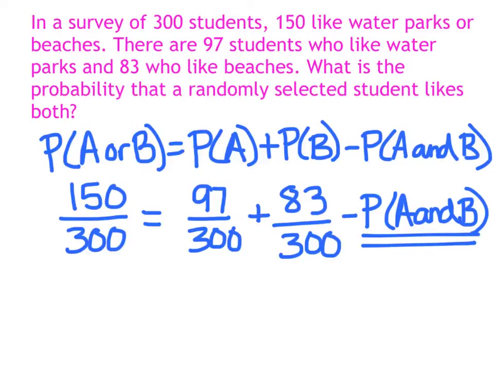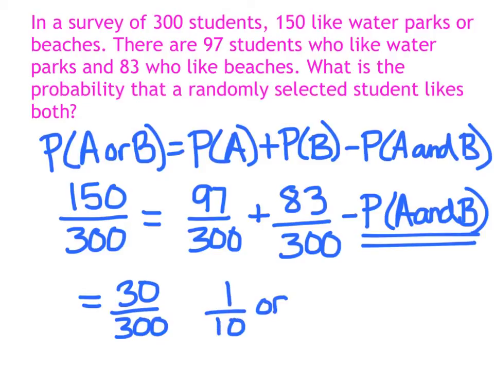Take 150 over 300, subtract 97 over 300, subtract 83 over 300, and we will get 30 over 300, which reduces down to 1/10, or 10%. We have a 10% probability that a randomly selected student will like both beaches and water parks.